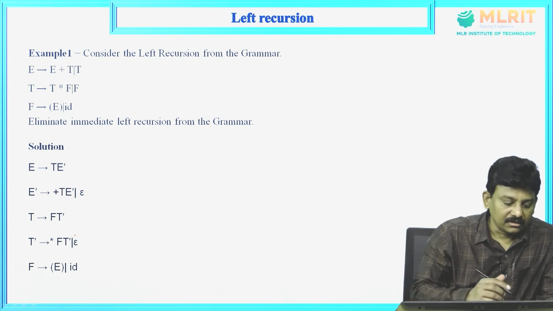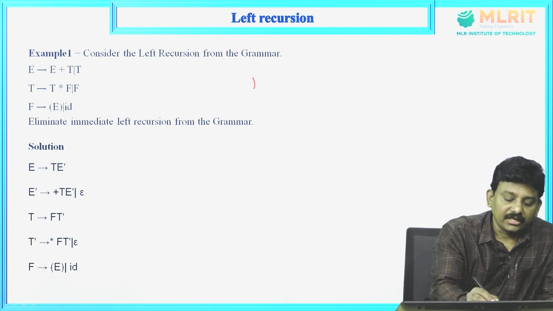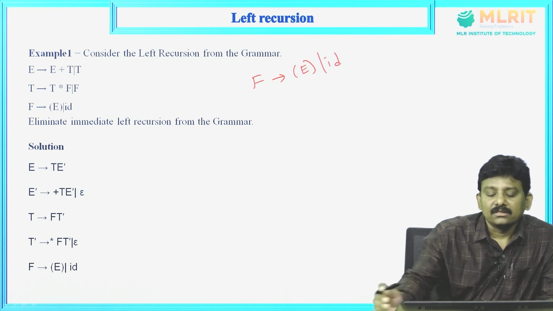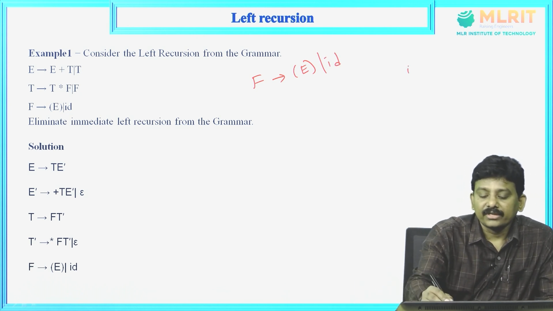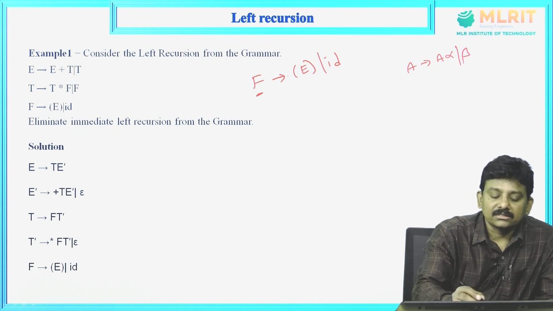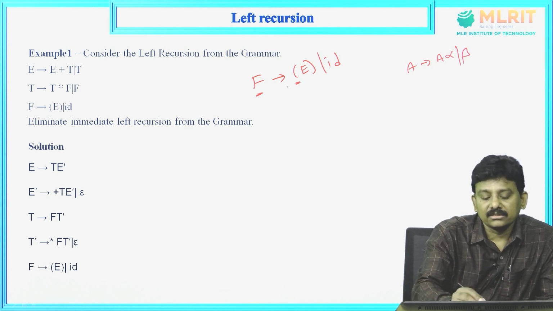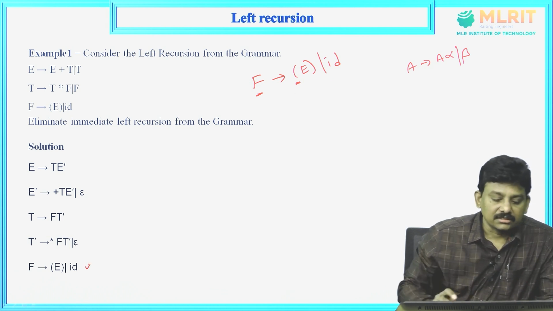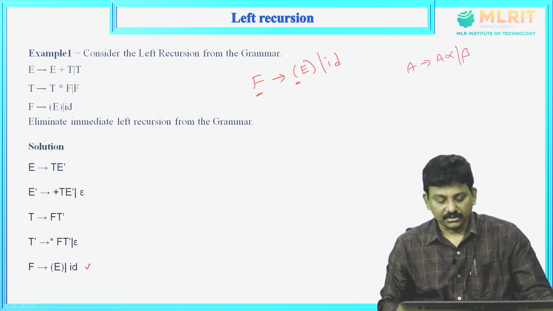The last rule, F derives parenthesized E or id. This rule is not in the form A derives A alpha or beta, because the LHS and the first symbol of the RHS are different. So this rule will be written as it is. Like that, we can eliminate left recursion.